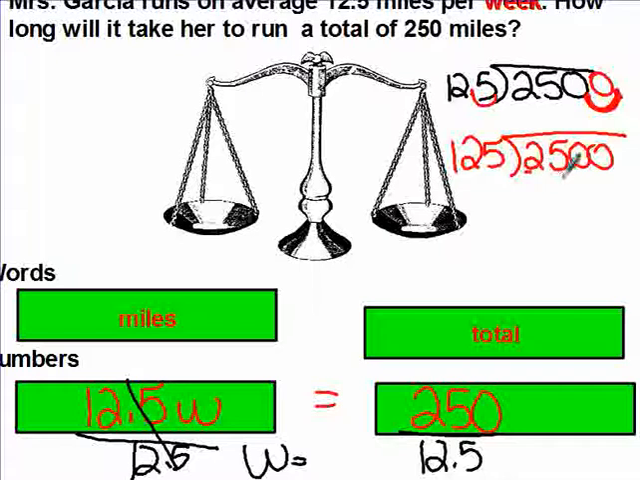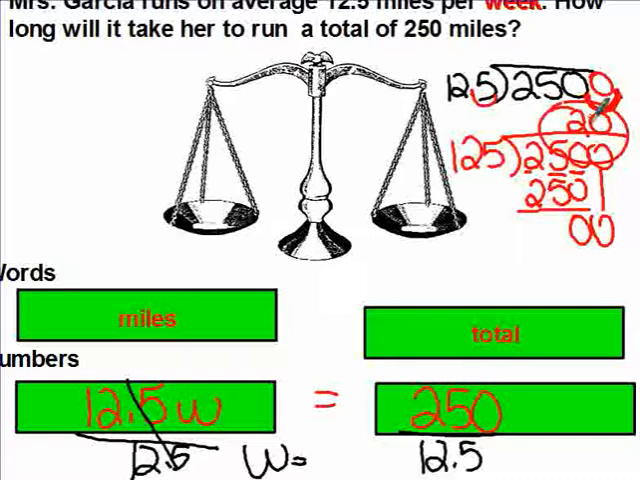125 does not go into 2 or 25, but it does go into 250 2 times. 2 times 125 is 250. Bring down the 0. 125 goes into 0 0 times. So the answer is 20. So the amount of weeks it will take me to run my 250 miles will be 20 weeks. Copy this example into your notes. Pause the movie now to do so.